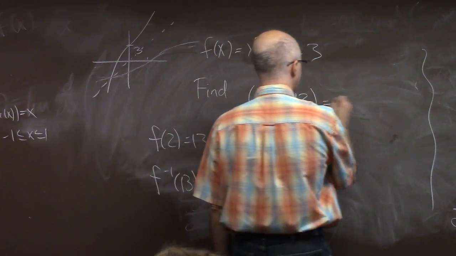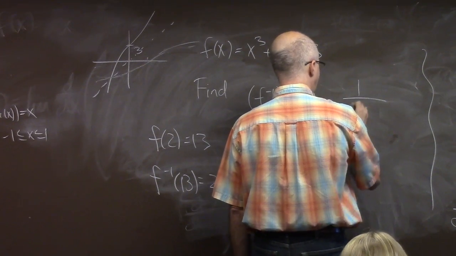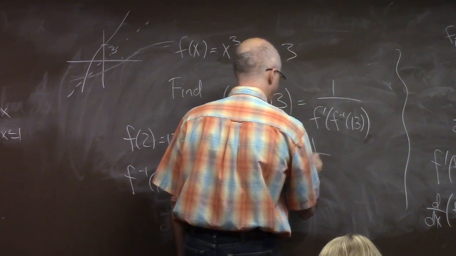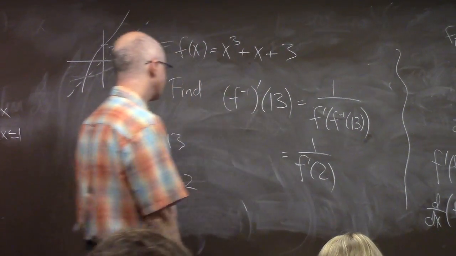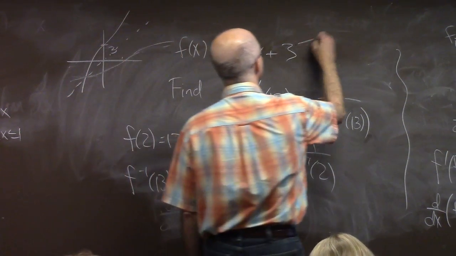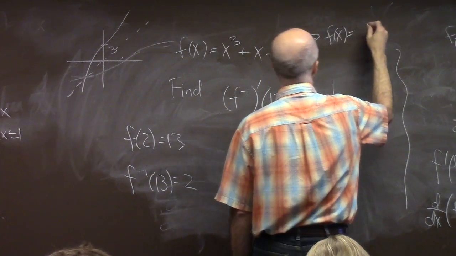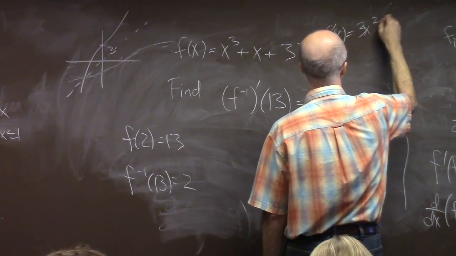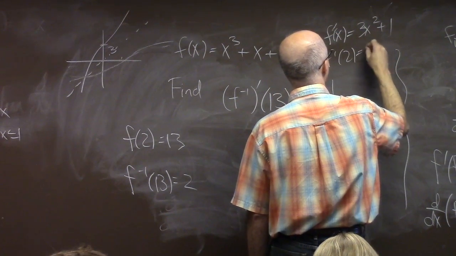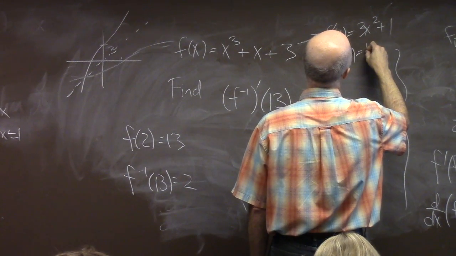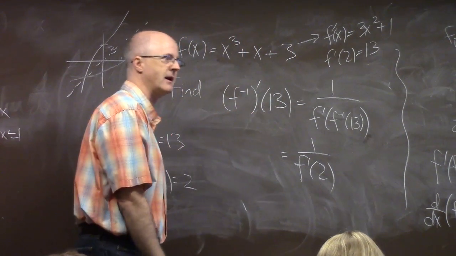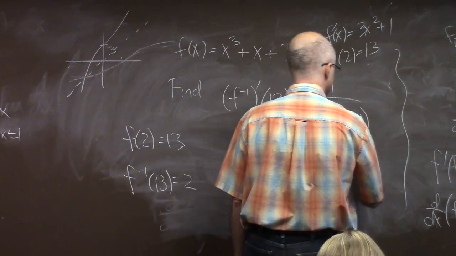According to this formula down here, this is 1 over f prime of f inverse of 13, which is 1 over f prime of 2. Now we just have to find f prime of 2. f prime of x is 3x squared plus 1. So f prime of 2 is 13? Yeah, 3 times 2 squared plus 1. 13, that's just a coincidence. Okay, there we got a 13 again. This is 1 over 13.